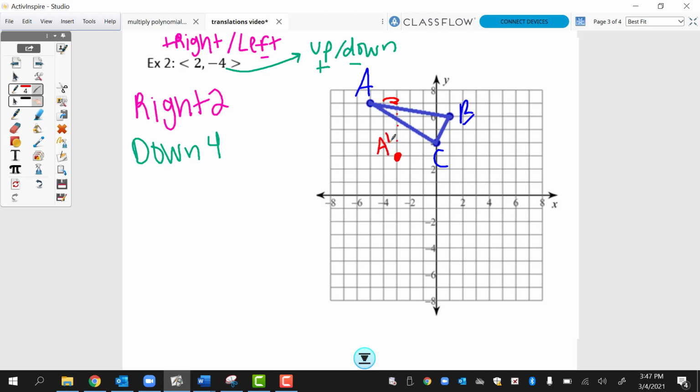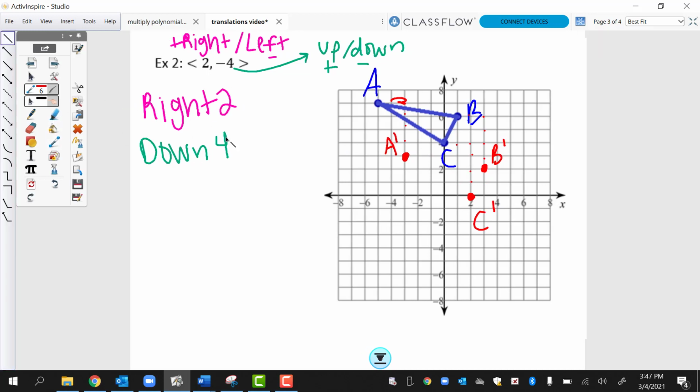So I'm putting A prime. Same thing on B. Right 1, 2. Down 1, 2, 3, 4. B prime. Here's my C, 1, 2, 1, 2, 3, 4, C prime. And we're connecting with a nice straight line. Okay, pretty easy.